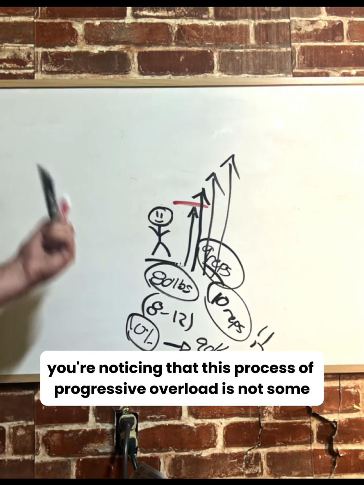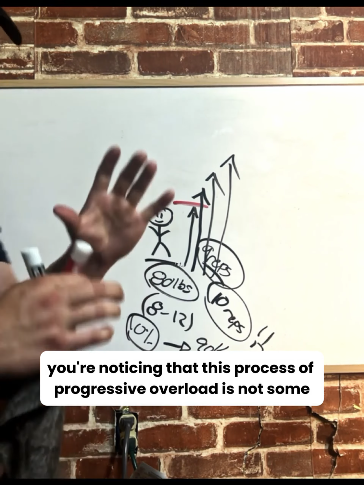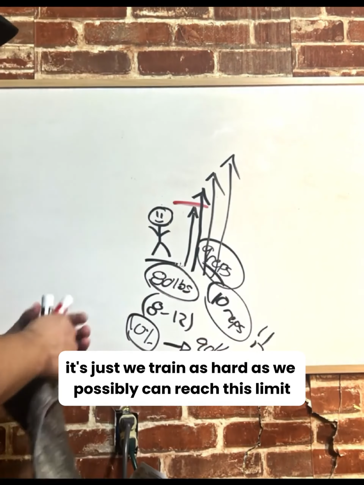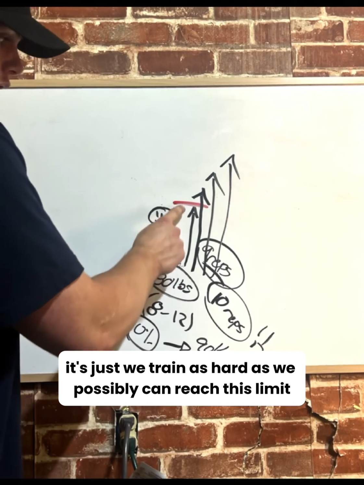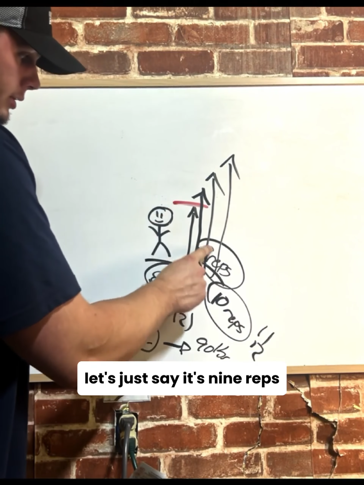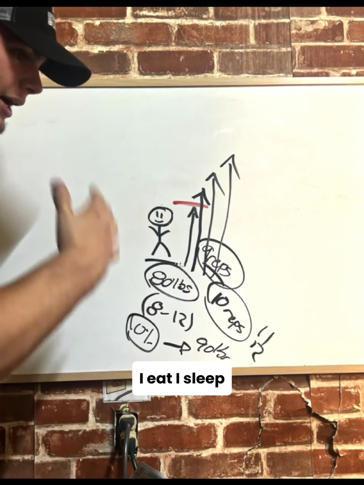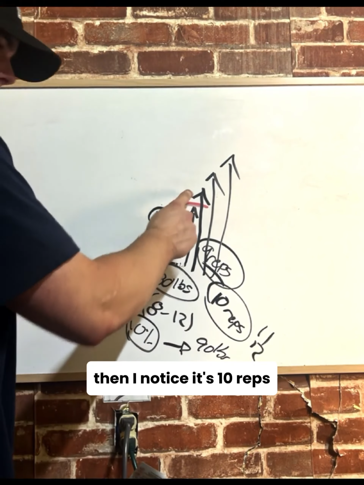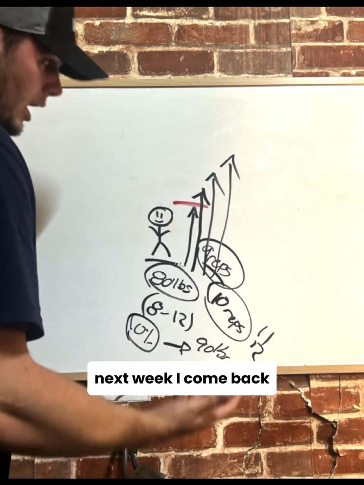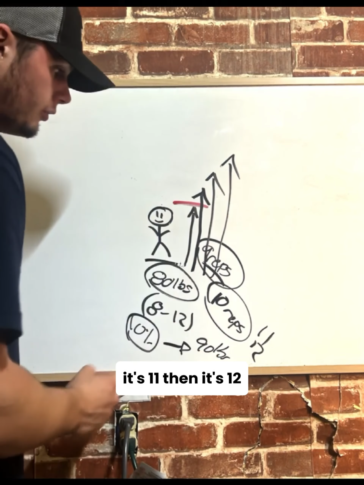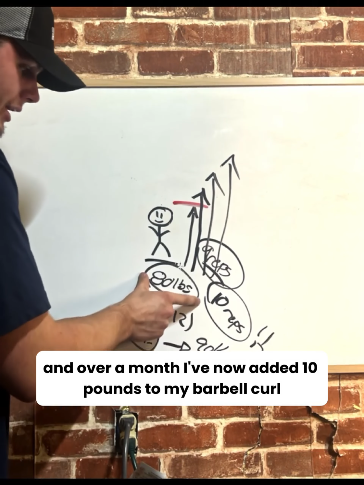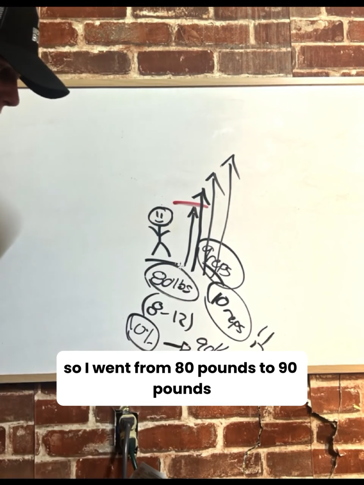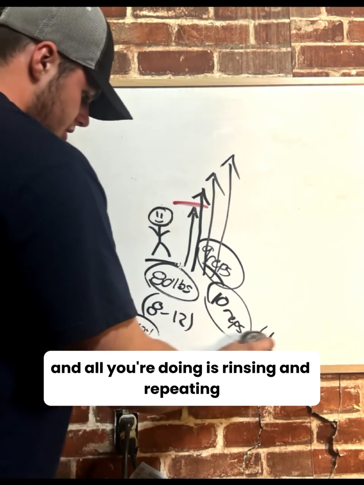So you're noticing that this process of progressive overload is not some mythical black magic sorcery. It's just we train as hard as we possibly can, reach this limit. Let's just say it's 9 reps. I eat, I sleep, I recover, I come back, do the same exercise again. Then I notice it's 10 reps. Next week I come back, it's 11, then it's 12. And over a month, I've now added 10 pounds to my barbell curl. So I went from 80 pounds to 90 pounds. And all you're doing is rinsing and repeating.